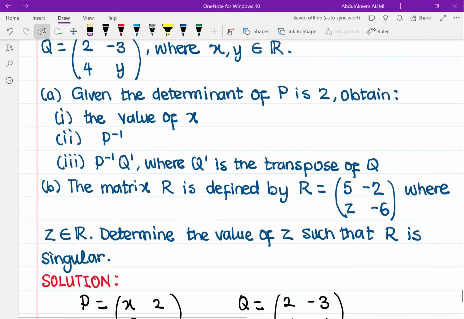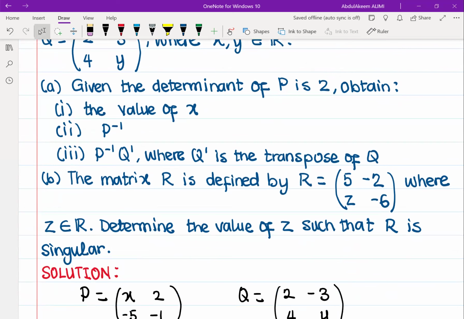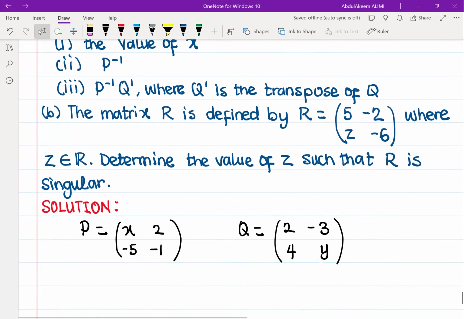For the next question, the matrix R is defined by R equals 5, minus 2, Z, minus 6, where Z is an element of real numbers. Determine the value of Z such that R is singular. So let's delve into this question now.